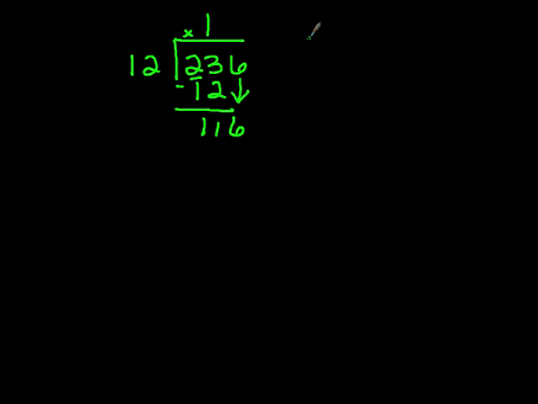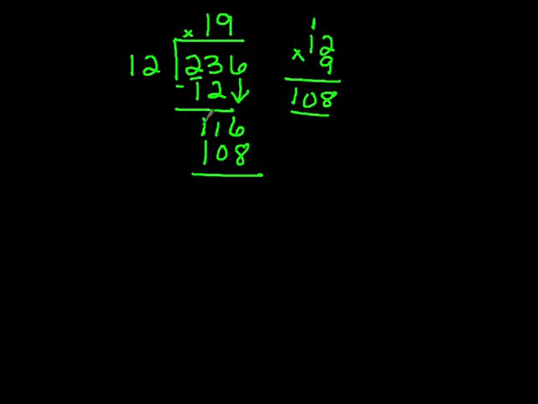So 12 times 9, if I'm not sure, I can just do it on the side. 18, carry my 1, is 108. So 12 goes into 116 9 times. 9 times 12 is 108. And subtract. 116 minus 108 is 8. And I don't have anything else to bring down. So my 8 goes up top. My 12 goes on the bottom.